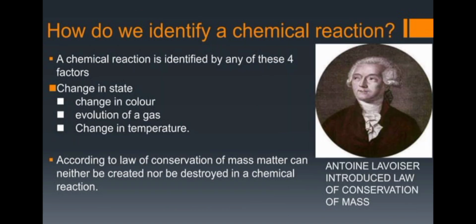How do we identify a chemical reaction? A chemical reaction is identified by any of these four factors: change in state, change in color, evolution of a gas, change in temperature. According to the law of conservation of mass, matter can neither be created nor be destroyed in a chemical reaction. Antoine Lavoisier introduced the law of conservation of mass.